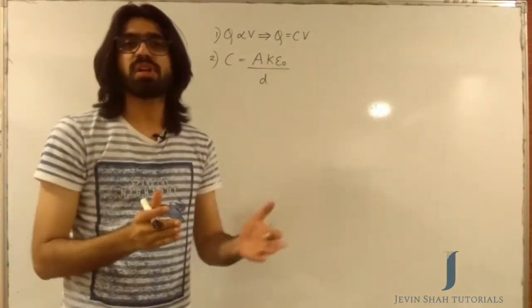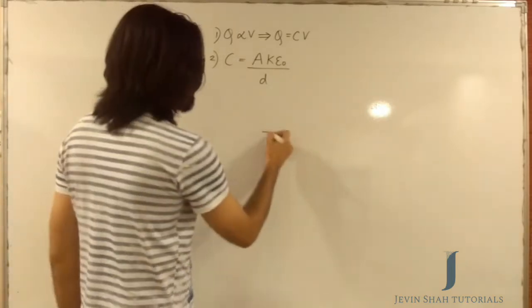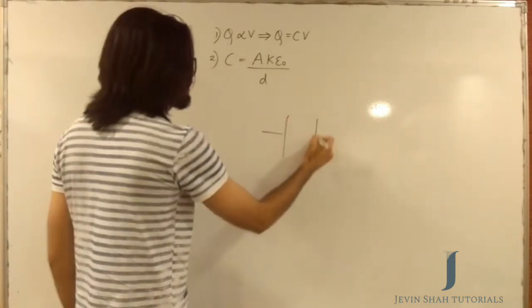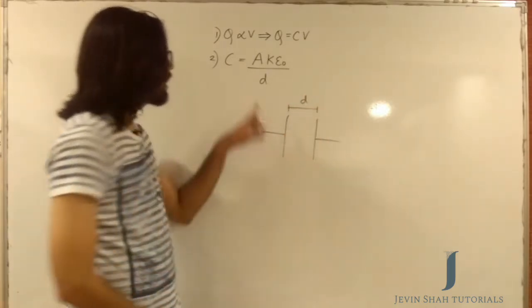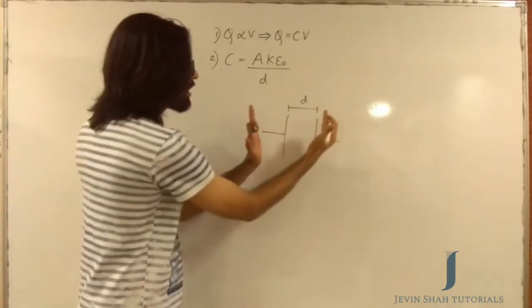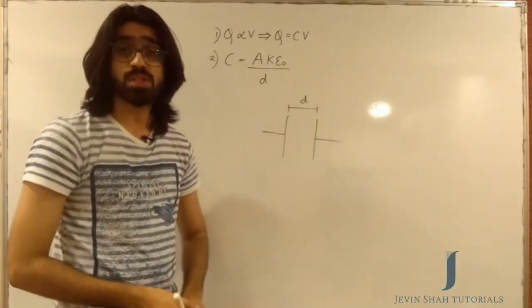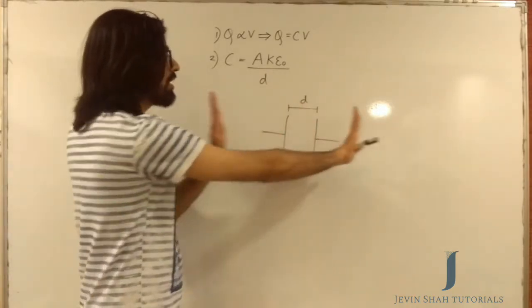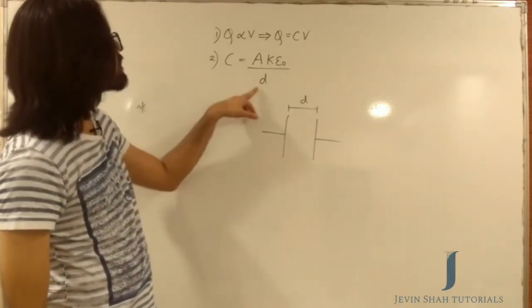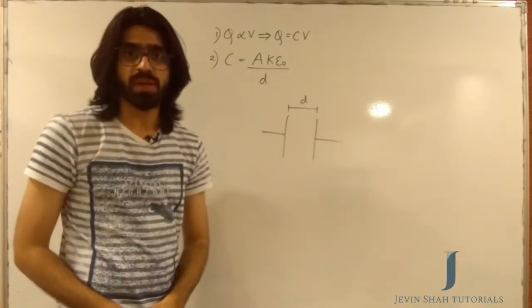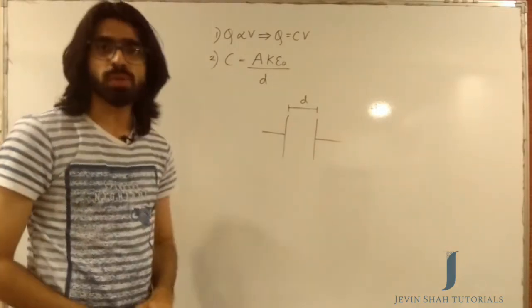D was the distance between the two plates of your capacitor. So if this was your first plate and this is the second plate of your capacitor, D is the distance between them. The formula tells you that if the plates are closer to each other, the capacitance will be higher, and if the plates are away from each other, the capacitance will be lower. Capacitance inversely depends upon the distance between the two plates. That's a formula for capacitance you need to remember.